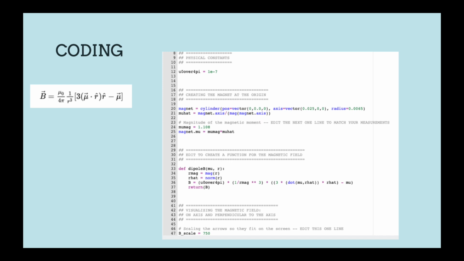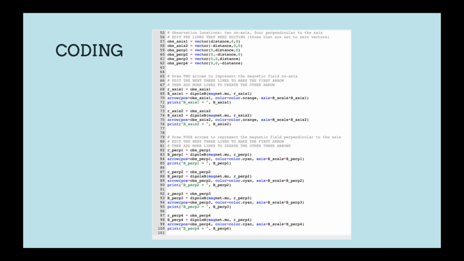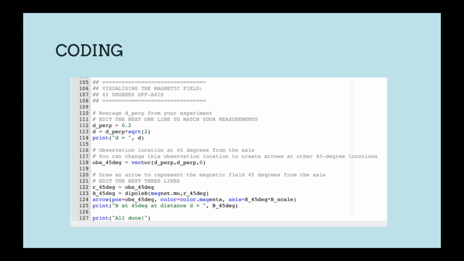For the coding portion of my lab, my task was to create a function to calculate the magnetic field due to a dipole given this formula. I first inserted the value that I calculated for mu in my experiment and created the function to calculate the magnetic field. I then created 6 vectors, 2 on axis and 4 perpendicular to the axis. Next, I utilized my function to calculate the magnetic field at all those observation locations and created an arrow object to visualize this. Lastly, I used my dperp average from my experiment to calculate the magnetic field 45 degrees off axis. Here is a view of my final output.